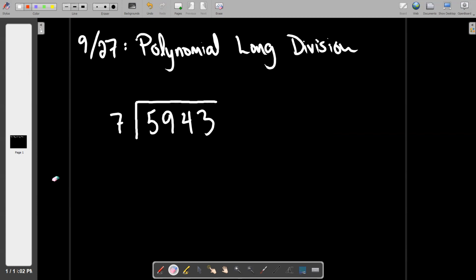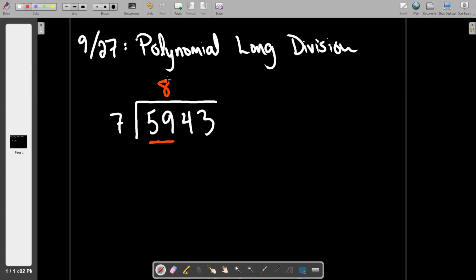So here we go. The way the algorithm begins is we take our divisor and we ask ourselves, how many times can 7 go into 5? And the answer is it can't. And so that's when we extend the number 5, we add a digit to it, and we now call it 59. So we ask ourselves, how many times does 7 go into 59? 8 times. So I'm going to put 8 in; it's going to start my quotient.